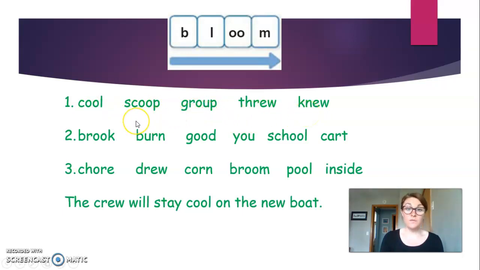Cool, scoop, group, through, new. Row 2. And if that was really hard for you, just pause the video, practice, and then press play again. The more you practice, the better you'll become at reading these words. Now, this is a tricky one because last week we read this word, and the O-O in this word says the short sound. The only reason we know that is because brook is not a real word. Brook.